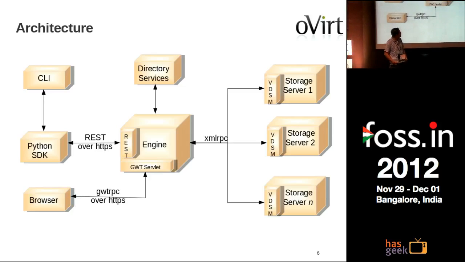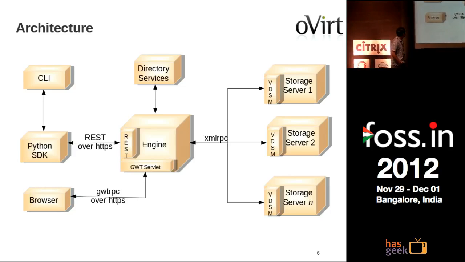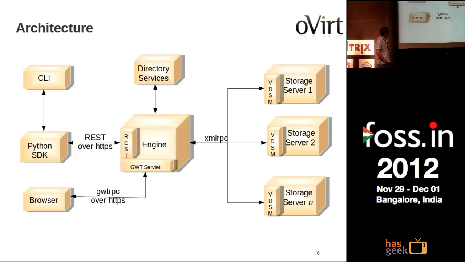So engine always interacts with VDSM over the XML RPC protocol. VDSM is written in Python. Engine is a Java-based application server hosted in JBoss AS7. It exposes two interfaces to the other components. One is a GWT interface.